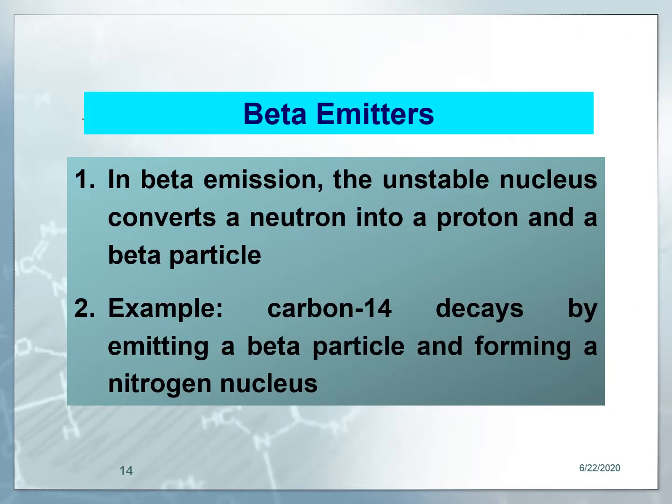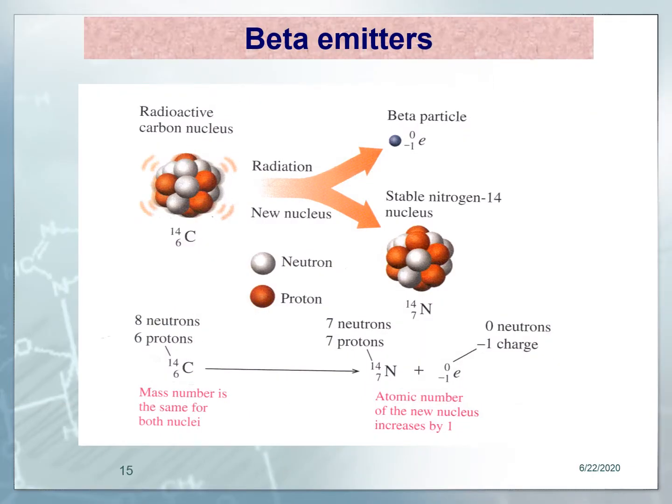Next, we move to the beta emitters. In beta emission, the unstable nucleus converts a neutron into a proton and a beta particle. For example, carbon-14 decays by emitting a beta particle and forming a nitrogen nucleus. This figure shows how carbon, as a beta emitter, splits to a beta particle and a nitrogen atom, which is more stable.